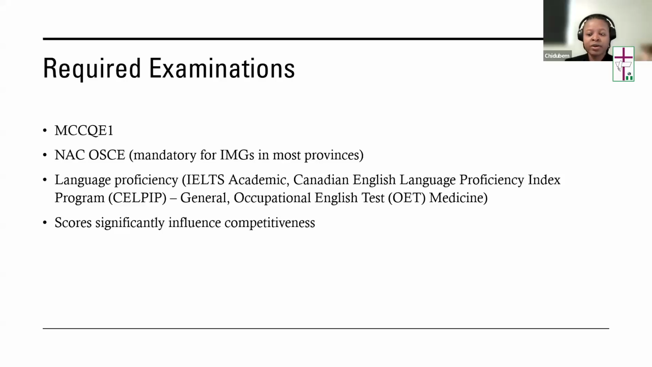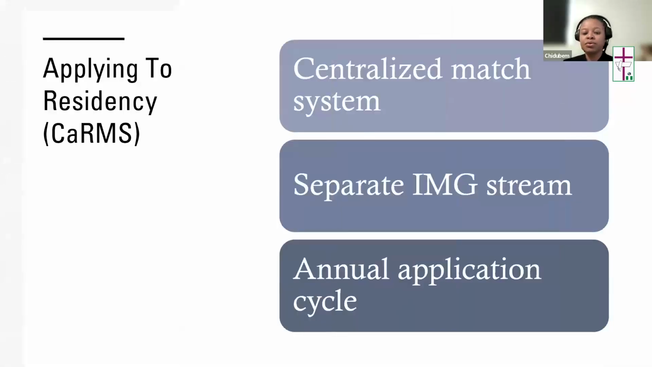Provinces usually modify their requirements, so we usually say it's good to check each province's website regularly, but these are the general requirements for most of them. And then talking about CaRMS, the residency program, it's a centralized matching system that is used to allocate the residency positions across Canada.